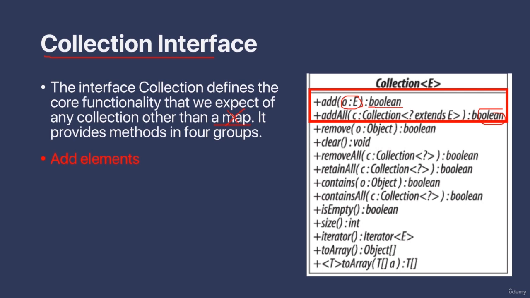But the method contracts specify that the element being added must be present after execution. So if the collection refuses an element for any other reason, these methods must throw an exception. Okay? The signature of these methods shows that, as you might expect, you can add an element or a collection of elements only of the parametric type. Okay? Parametric type.